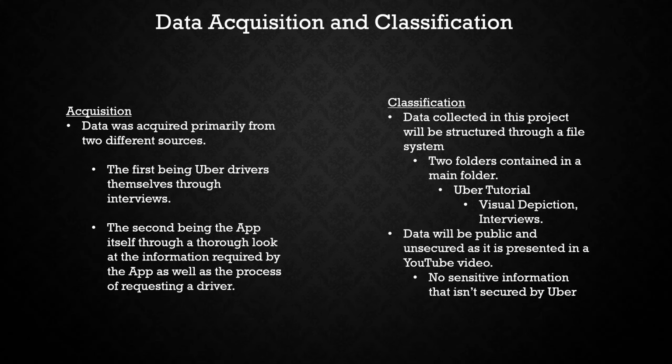In terms of classification, however, I went with a structured file system as well as a public and unsecured YouTube video. So the file system just breaks down into a primary folder that breaks down into two smaller folders, one holding screenshots of the app and another just holding my interviews. The video is my actual main project where it's going to demonstrate my data. It's going to be public. It's not secured outside of just my account, but it's public information. There's nothing sensitive or that needs to be protected in there.